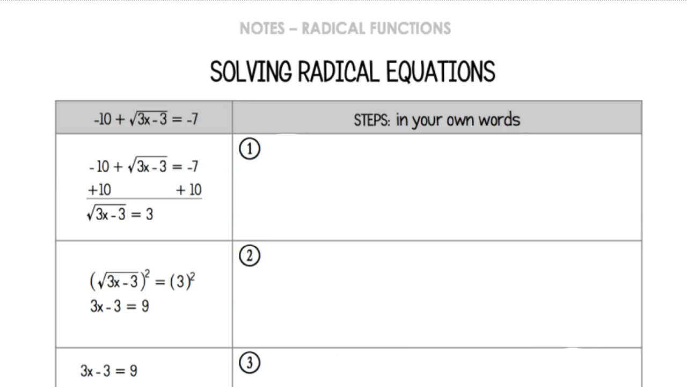Welcome back. Today we are going through lesson 7.5, which is all about solving radical equations. So we're going to start by going through the process and the steps in order to solve, and then we'll do a bunch of examples together.